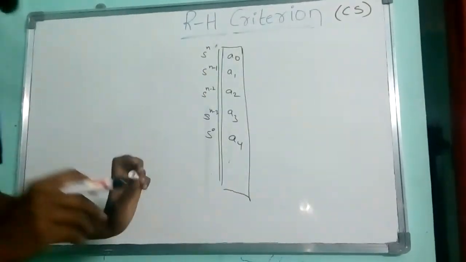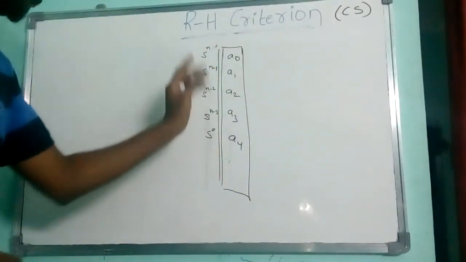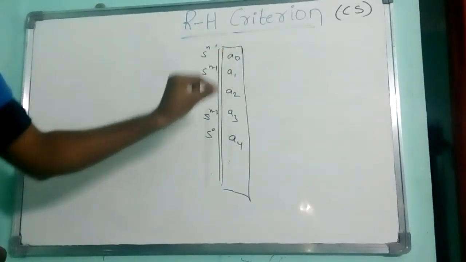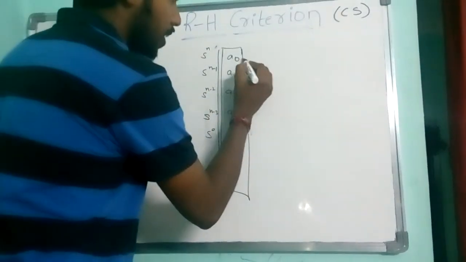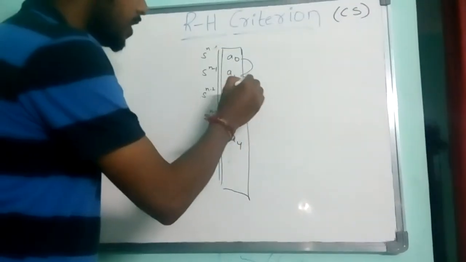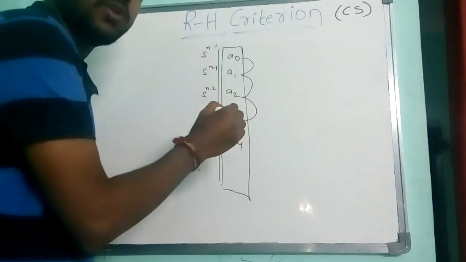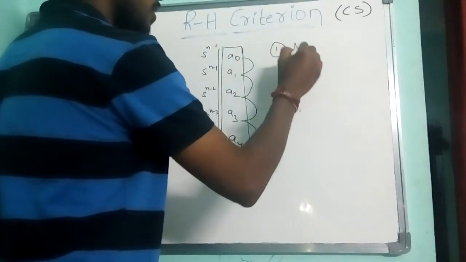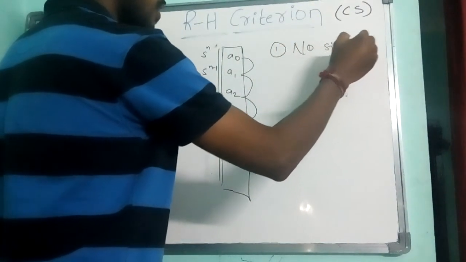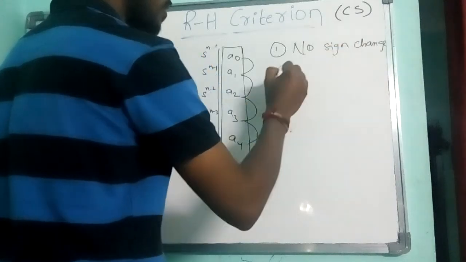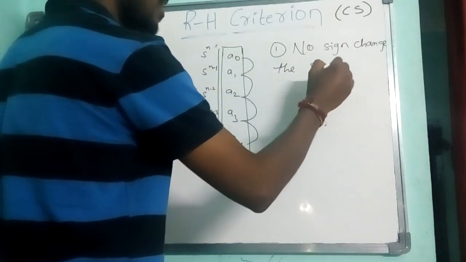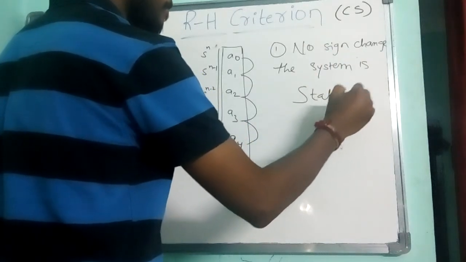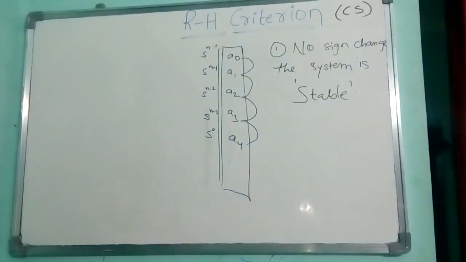Let's say this is my system. Whatever coefficients I have in the first column of the Routh table, if there is no change in sign, that means from here to here there is no sign change, here to here no sign change, here to here no sign change. If there is no sign change, then the system is said to be stable.